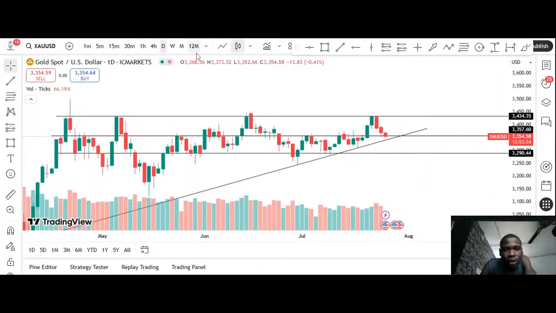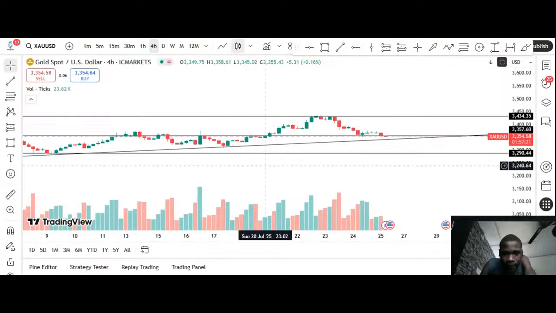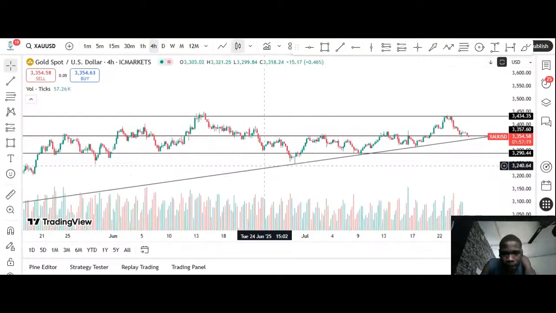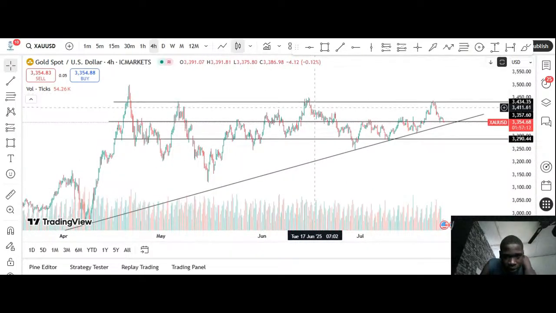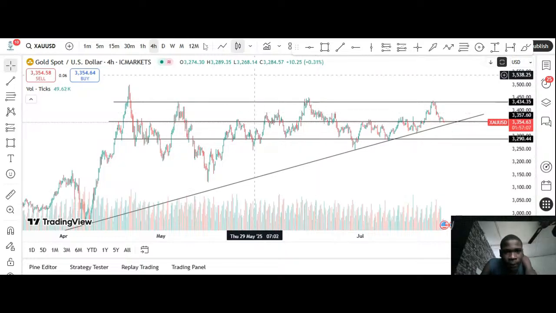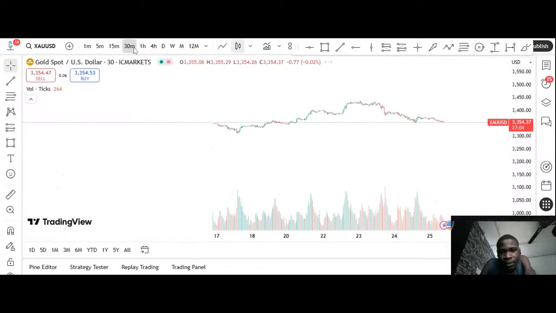So let us go to a lower time frame. In the 4 hour time frame, you can also recognize some levels. Here you can map it out. For example, at this point, it's also valid, and at this point. Let's leave that for now. Go to your 30 minutes time frame.